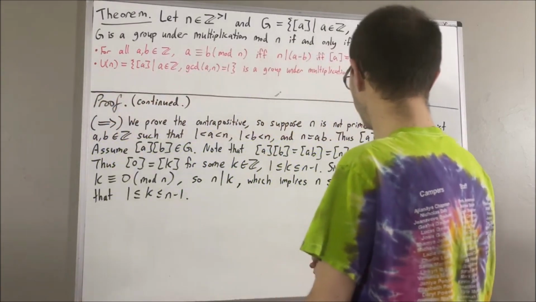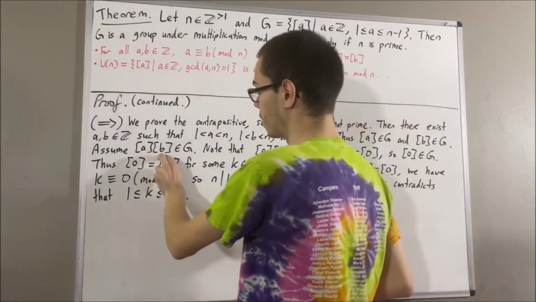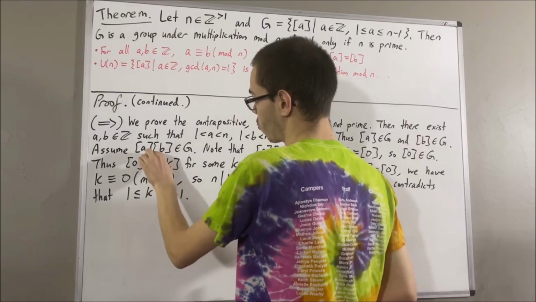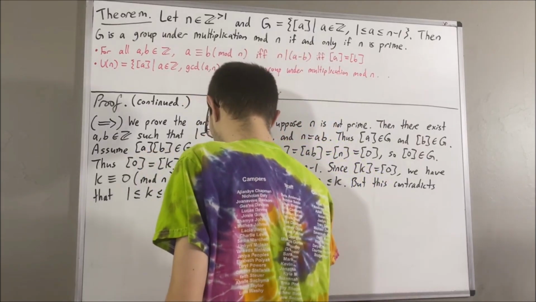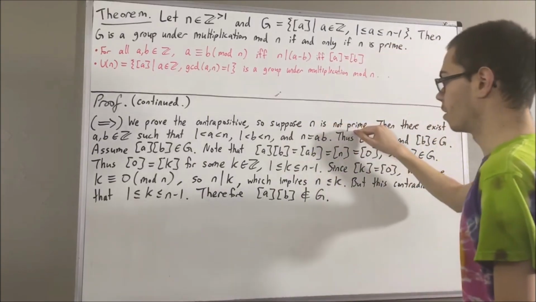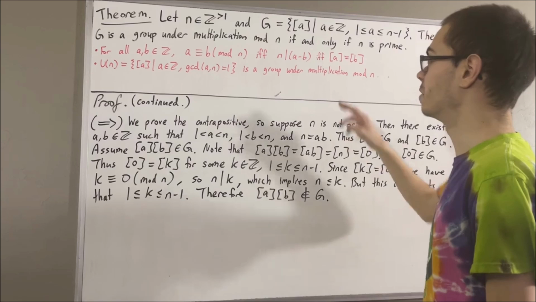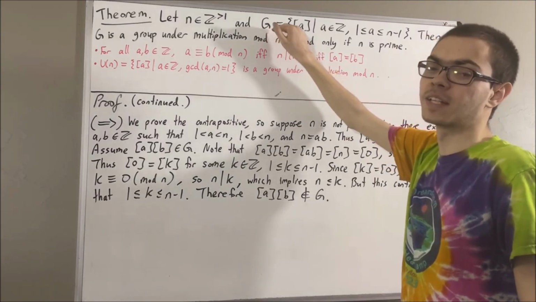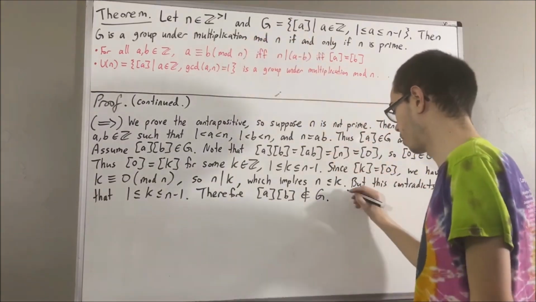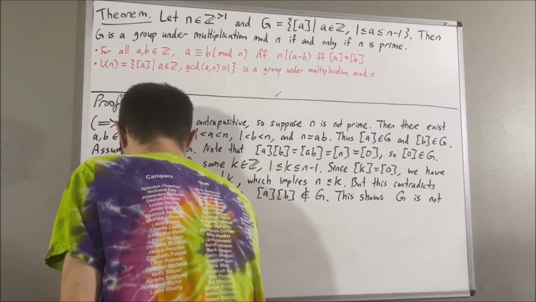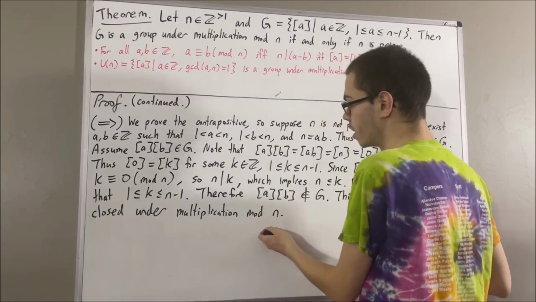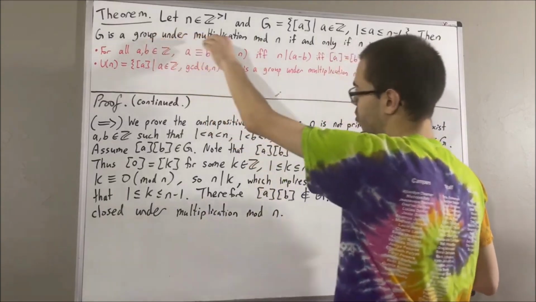Our assumption that the equivalence class of a times the equivalence class of b is an element of G led us to a contradiction. So we must instead have that their product is not an element of G. So, under the assumption that n is not prime, we were able to find two elements of G, but their product is not an element of G. And that tells us G is not closed under multiplication modulo n. And since G is not closed under multiplication modulo n, there's no way that G could be a group under multiplication modulo n.